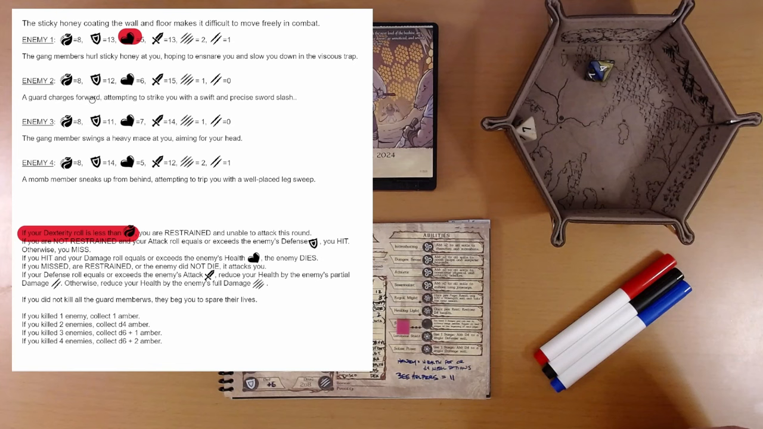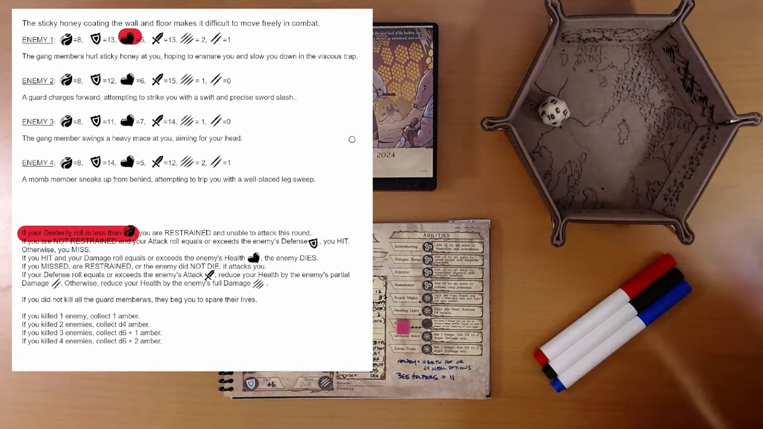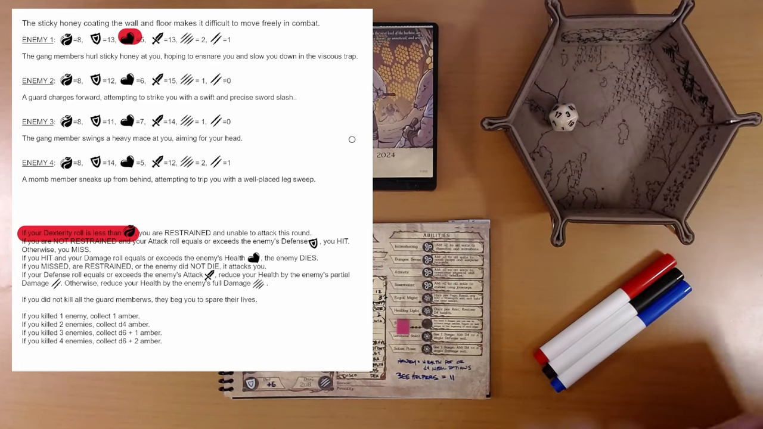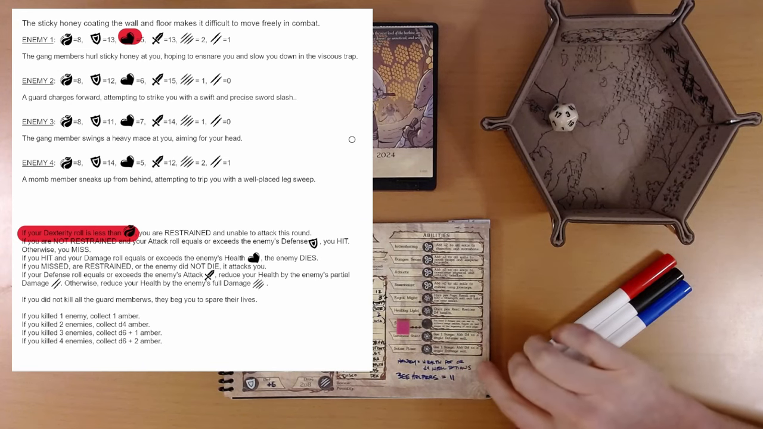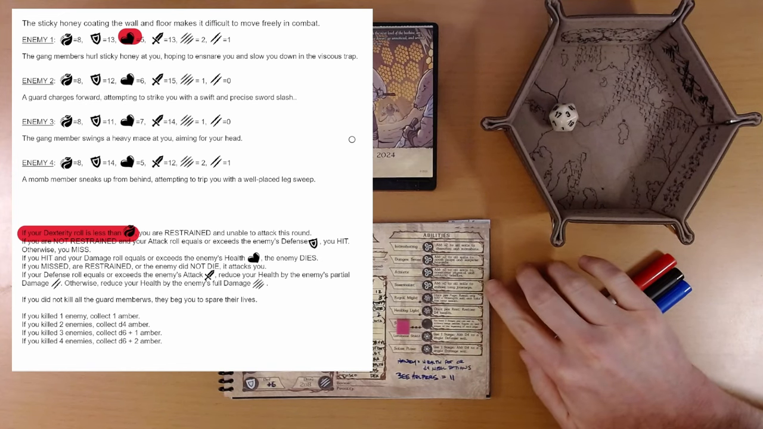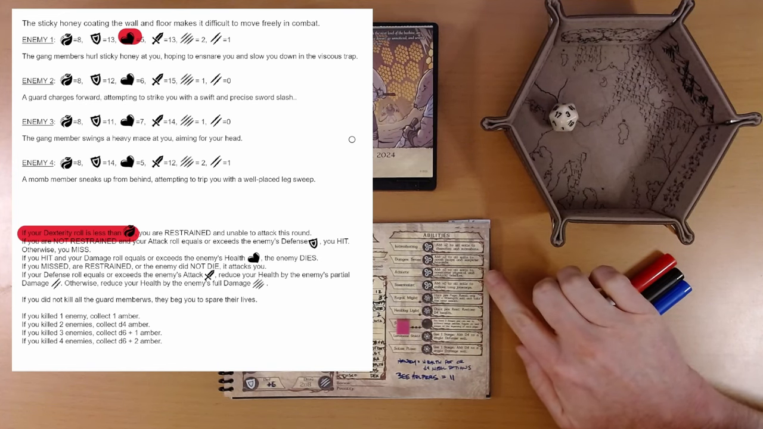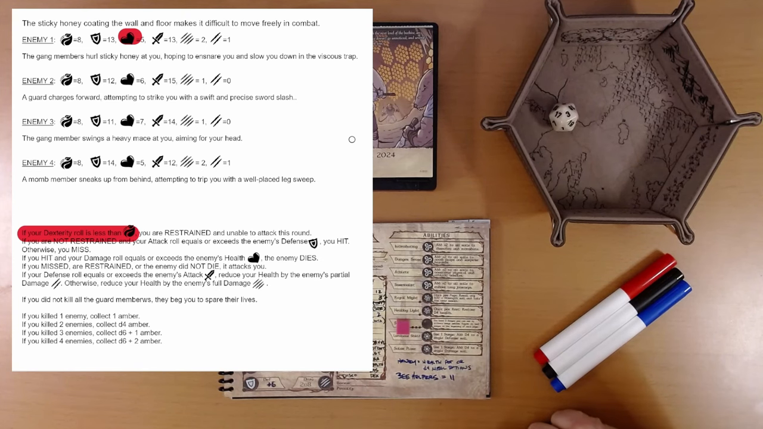Enemy 2, a guard charges forward, attempting to strike you with a swift and precise sword slash. So we want to beat a dexterity roll of 8. 3, uh-oh. Our dexterity is plus 2, that gives us 5. We do have our boon die. Do we have anything else that can add to our dexterity? Defense, damage, restore health, reroll strength. We could try one of our new friends, Sky and Disco. We have 2 shots.